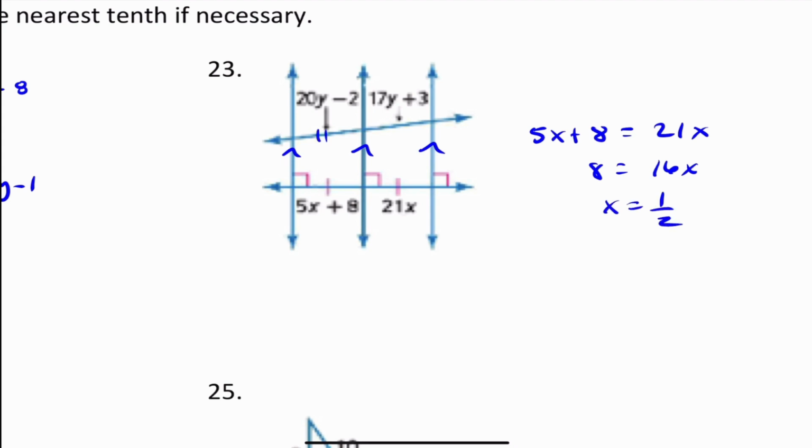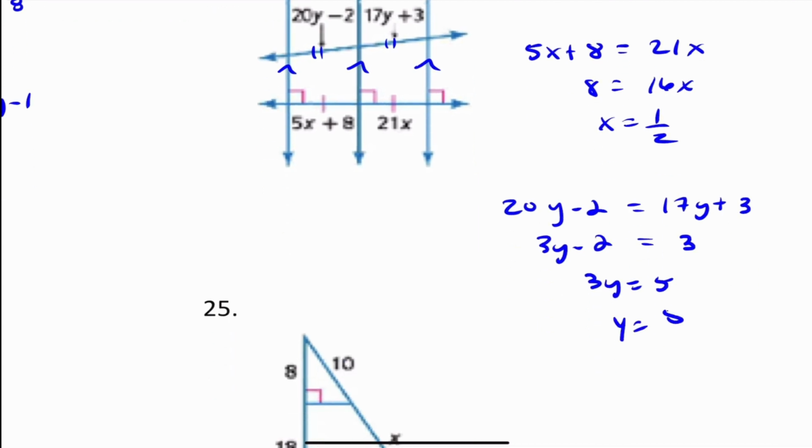And then over here, I can set those 2 segments equal to each other. So 20y minus 2 is equal to 17y plus 3. So 3y minus 2 is equal to 3. Therefore, 3y is equal to 5. And then I get y equals 5/3. It's asking me to round, so y is equal to 1.66, so 1.7.